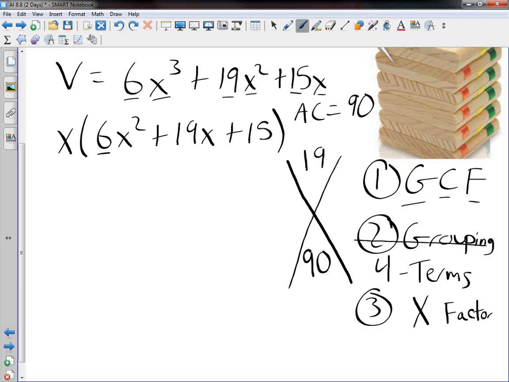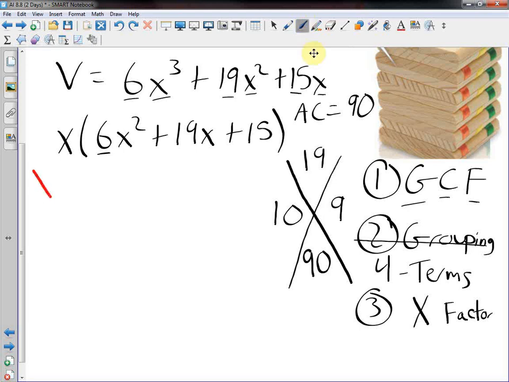Let's try to think about what type of numbers multiply to get 90. 90 and 1 won't work. 30 and 3 doesn't quite work. 5 and 18, nope. How about 10 and 9? 10 times 9 is 90. 10 plus 9 is 19. So we'll do that in a different color.